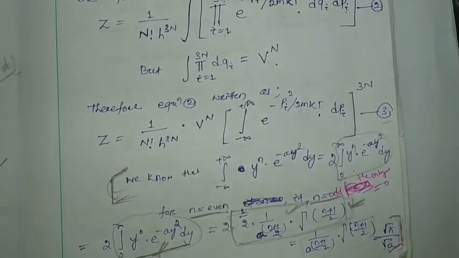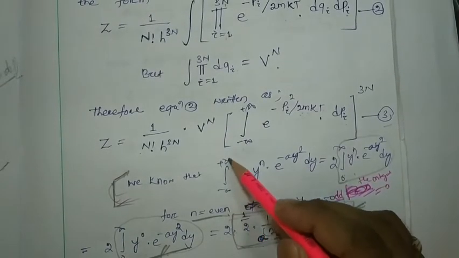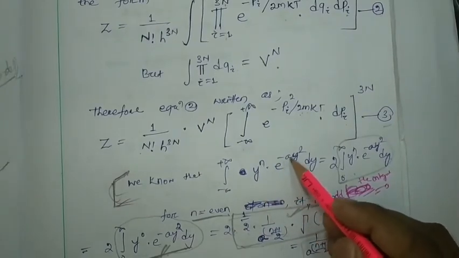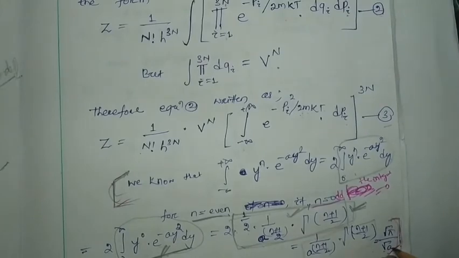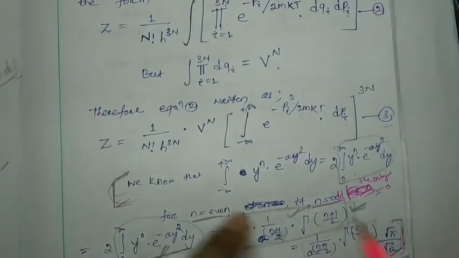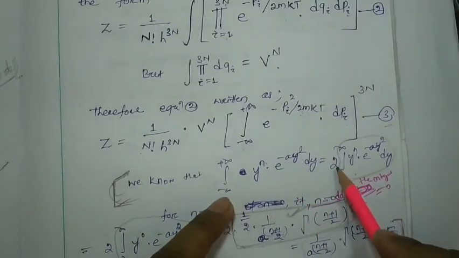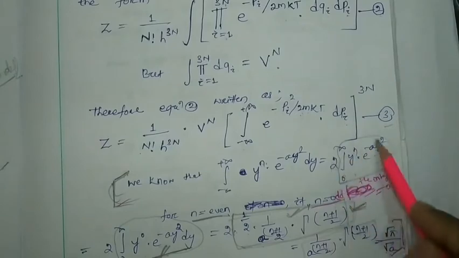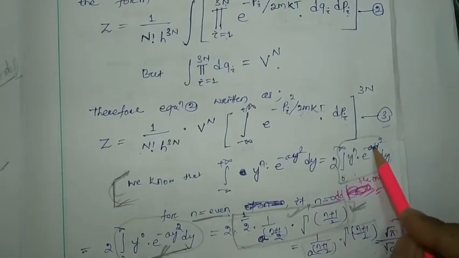Sorry, I told that wrongly. That means minus infinity to infinity, y to the power 0 into e to the power minus a y square dy will be root pi by root a. Got my point? Minus infinity to infinity: if n is even, it will be 2 into 0 to infinity of this one. If n is odd, the integral will be 0.